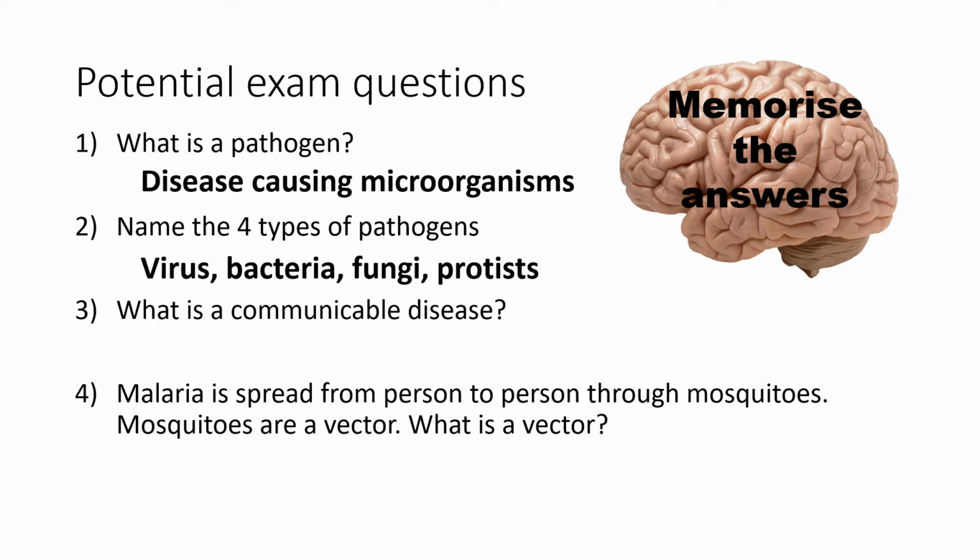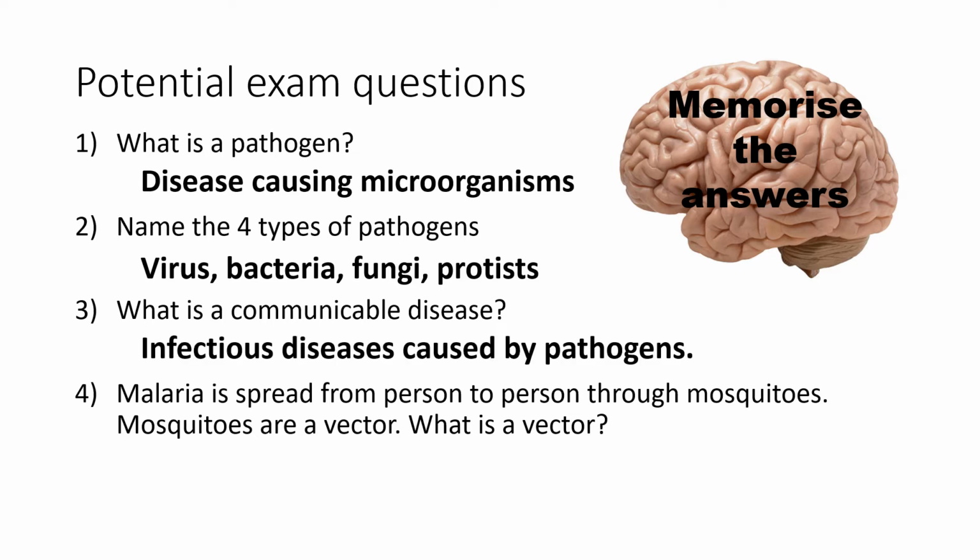What is a communicable disease? Well, communicable disease is simply a disease that can spread, but in the exam you have to say that it is an infectious disease, i.e. it can spread, and that it's caused by pathogens. So that's often a 2-mark question. You get 1 for saying it's an infectious disease and 1 for saying it's caused by pathogens.